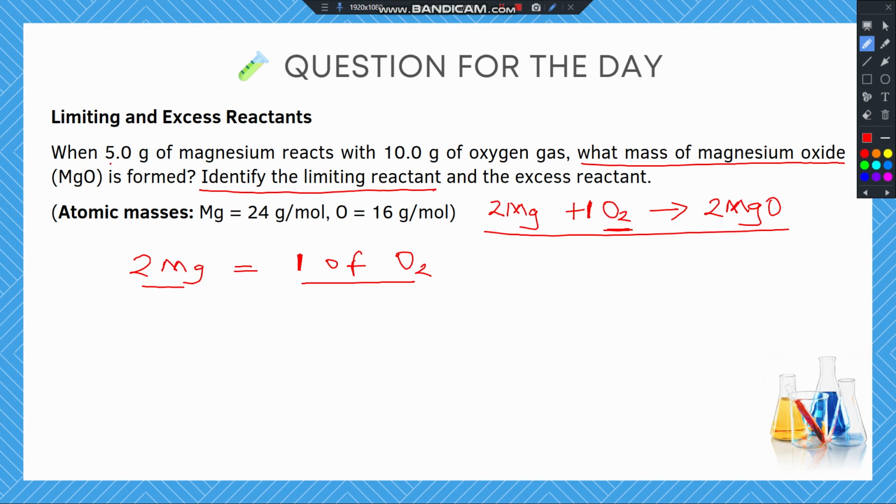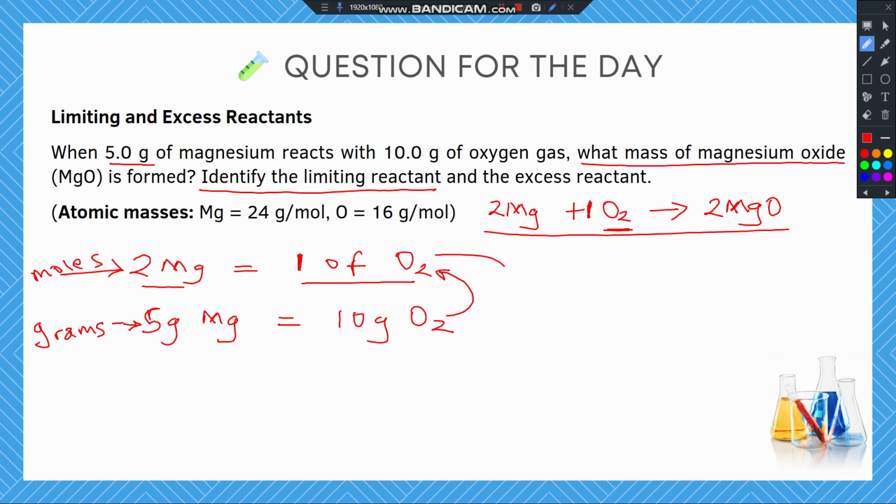From the question, they said 5 grams of magnesium reacts with 10 grams of oxygen gas. Now at this point we have an issue. Over here we have the measurement in moles, but over here we have the measurement in grams. So in order to have consistent units, we need to convert from grams to moles, or from moles to grams. So let's convert these grams into number of moles.